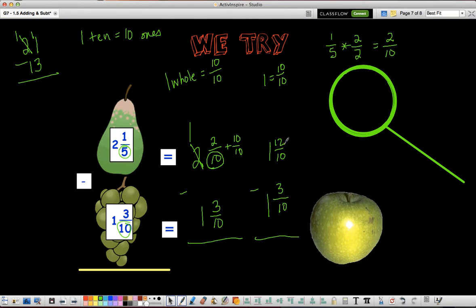So 1 and 12/10 is the same thing as 2 and 2/10. And to double check that, do your division. So you have 1 and 2/10. That 1 would get added to the other one, and you would have 2 and 2/10. So it's the same thing. All right, here we do 12 minus 3, which is 9. And 1 minus 1 is 0. So our answer here is 9/10.